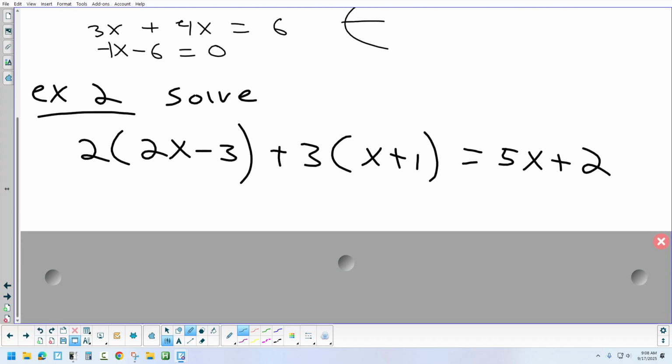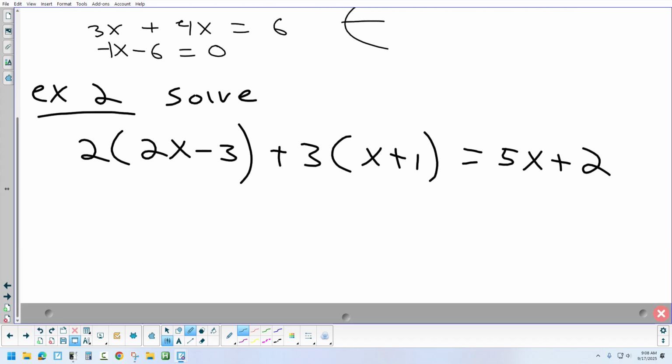All right, so let's see if we can solve this one. What would my first step be to start to solve this? Distribute the 2. Yep. And if you do that, what do you get? 4x minus 6, very good. Now my next step, you can distribute the 3. And what do you get if you do that? You will get 3x plus 3.